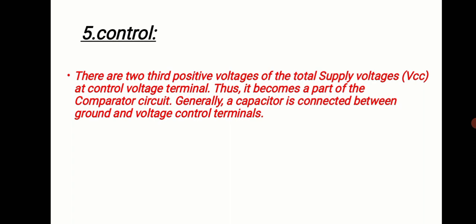Control. This is the pin providing two-thirds of the total power supply voltage. The control voltage terminal becomes a part of the comparator circuit. Generally, a capacitor is connected between ground and the control voltage terminal.